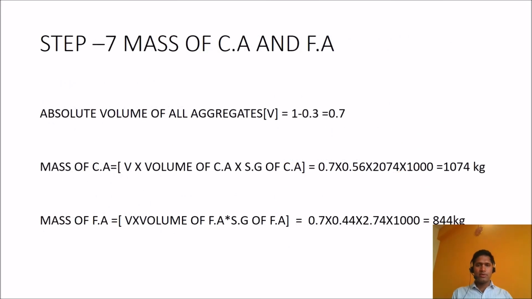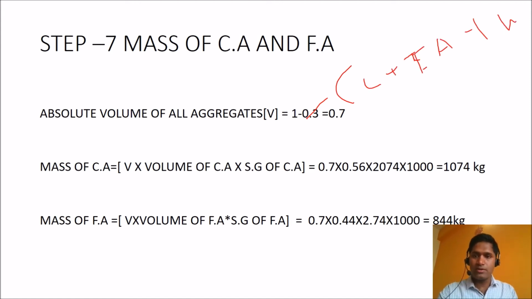Let us see step number 7, mass of coarse aggregate and fine aggregate. Absolute volume of all in aggregate needs to be calculated. In this, one is the absolute volume of concrete, which is used in the concrete, that is 1 cubic meter we are designing. This 0.3 is contributed by your total volume of cement plus fly ash plus water plus admixture. All these volumes together come to 0.3, and the 0.7 cubic meter of remaining amount is aggregate, that is fine aggregate and coarse aggregate.